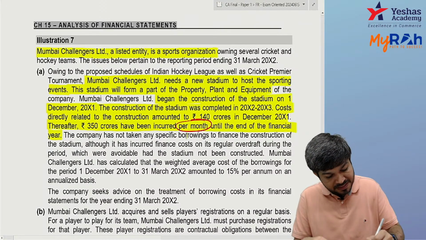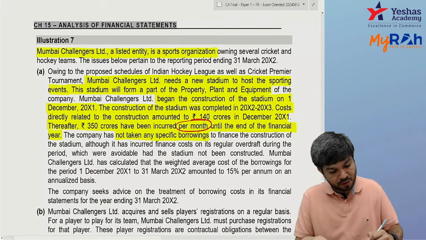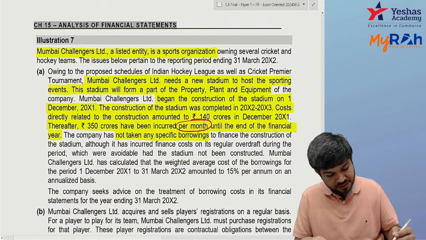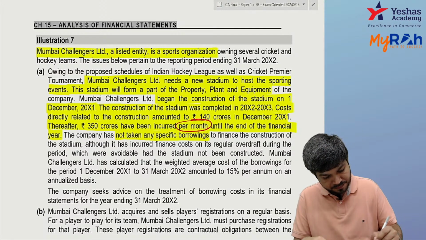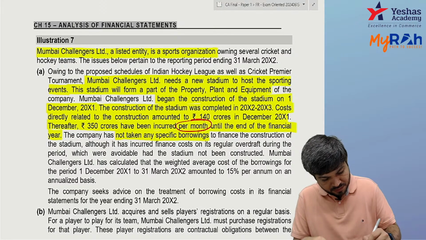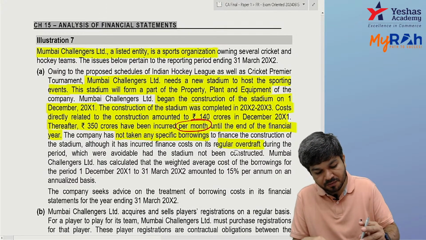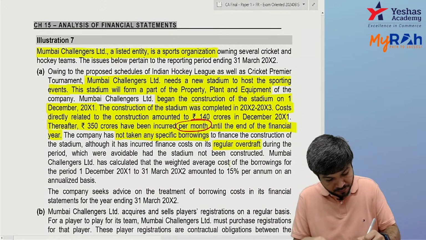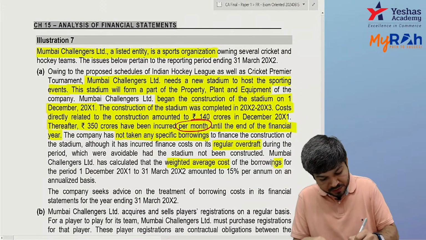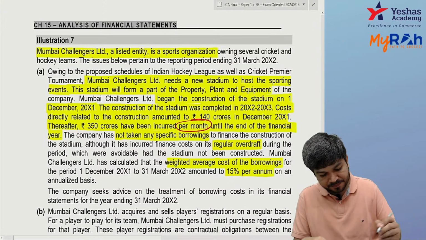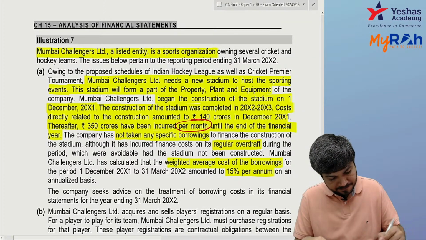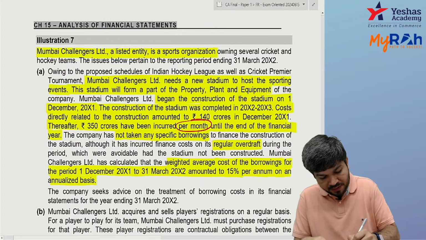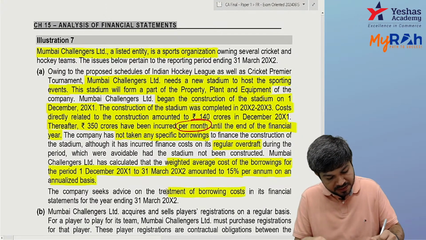You don't have any specific borrowing, but you have some general borrowings, such as a regular overdraft. The weighted average cost of borrowing is 15% per annum, on an annualized basis. They're asking the treatment of borrowing cost.